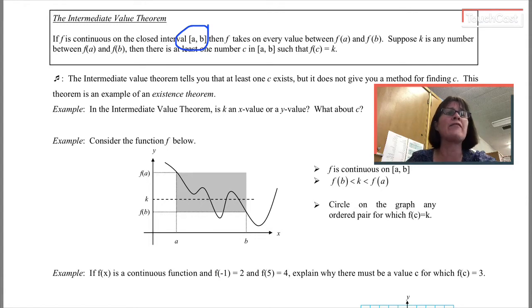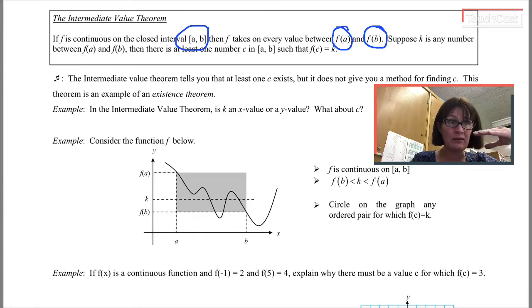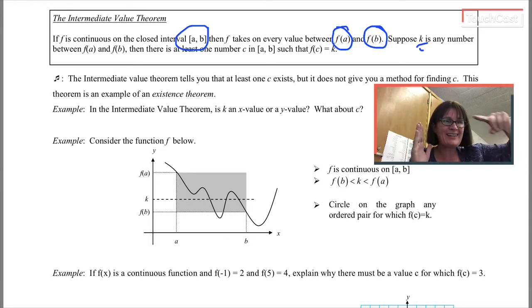It's essentially what I said earlier. If I know two y values, two outputs, call them f of a and f of b, and there's some y in between, which in this case we're calling k, then I know there's some place in between a and b where your y is going to have to cross through k.